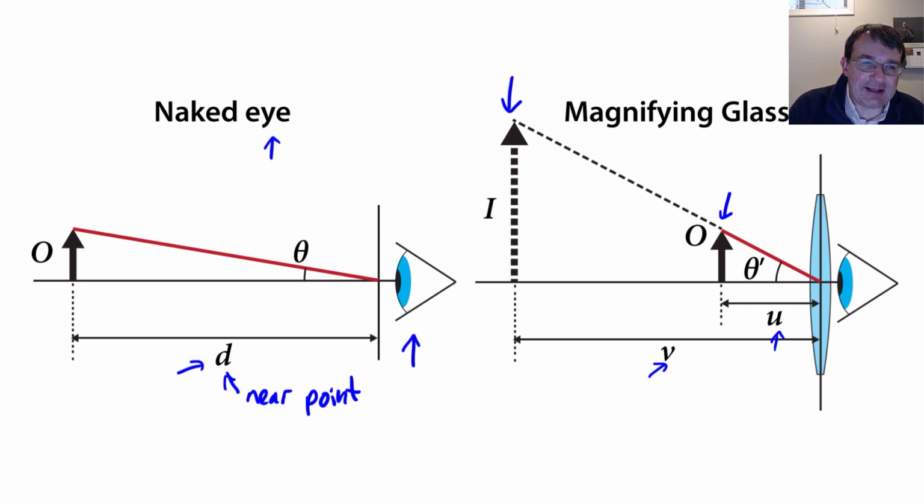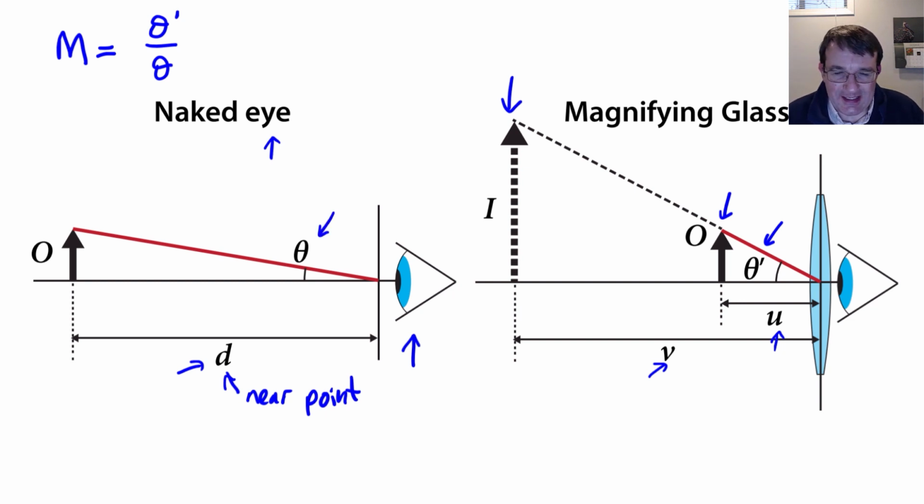So the first thing we need to do is define what we call the angular magnification. The angular magnification is going to be the angle that we subtend in the magnified case, which is theta prime, divided by the angle that is subtended by the object in the non-magnified or naked eye case, where the angle is just theta.